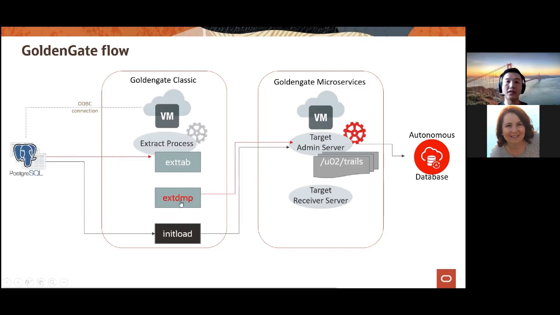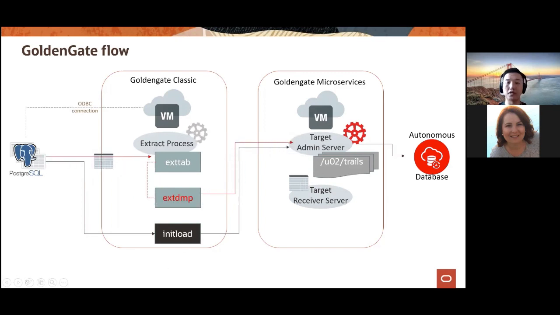Then you need to send and apply those captured changes somewhere. The pump process will ship those captured and stored trail files to the microservices, the remote GoldenGate machine. This flow ensures all DB changes are captured and stored at microservices and ready to be applied on the autonomous database after the initial load is completed.